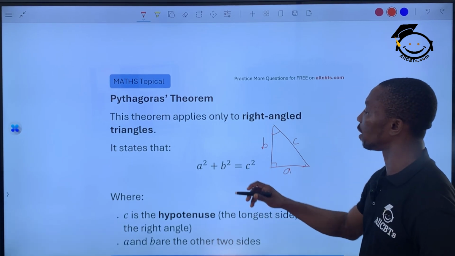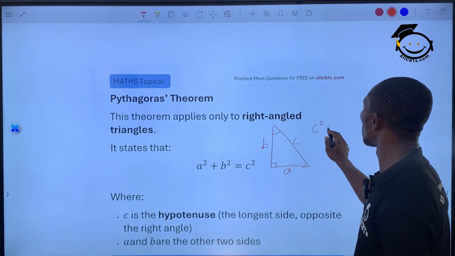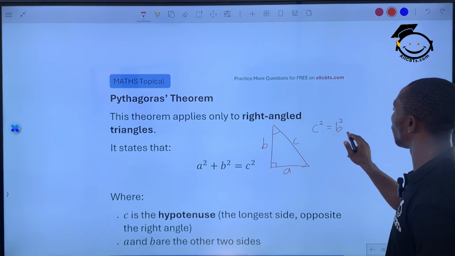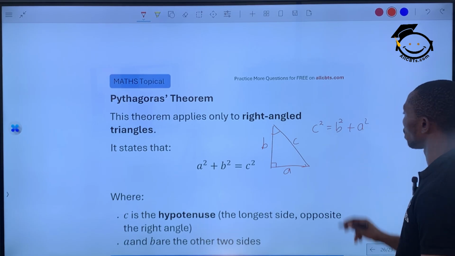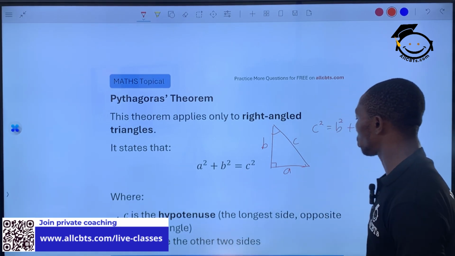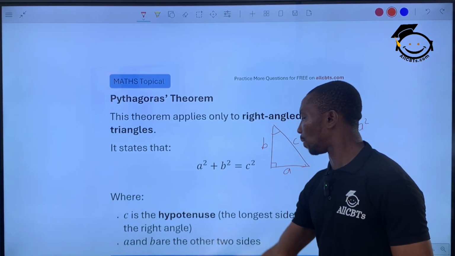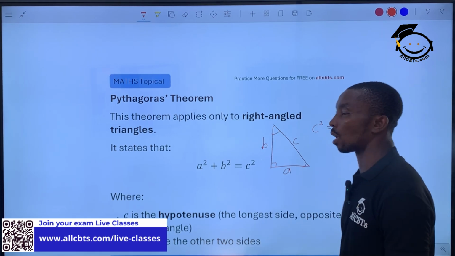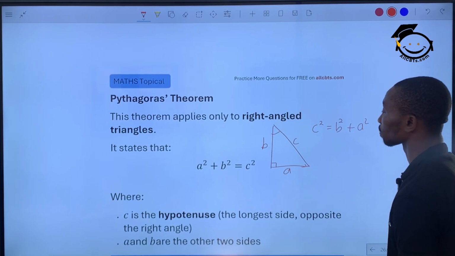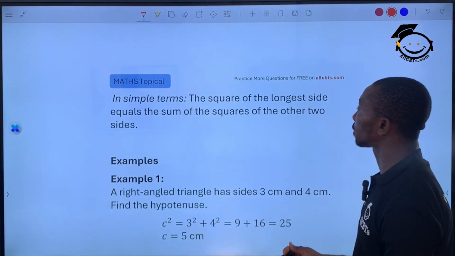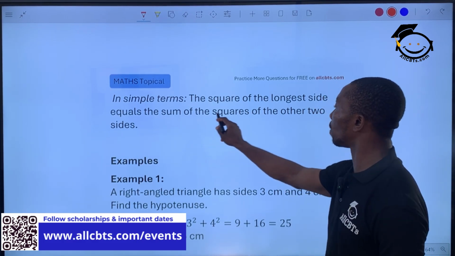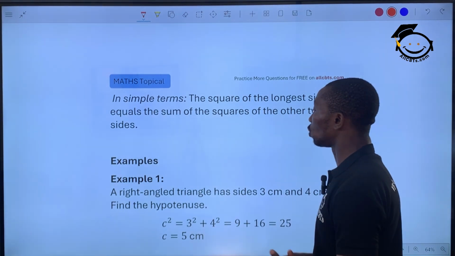What this is saying is that the square of C, which is the hypotenuse, equals the sum of the squares of B and A. That is what it's saying, where C is the hypotenuse, and A and B are the other two sides, which are our opposite and adjacent. In simple terms, the square of the longest side equals the sum of the squares of the other two sides.